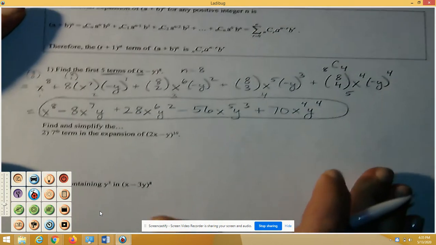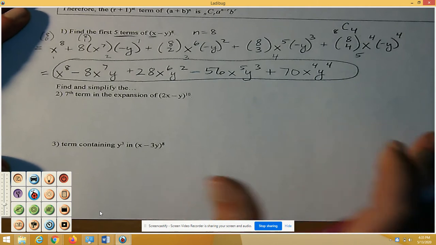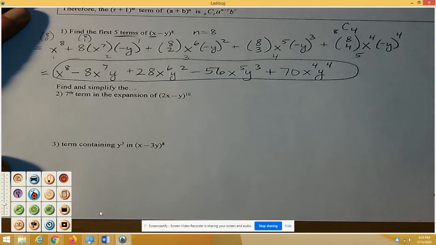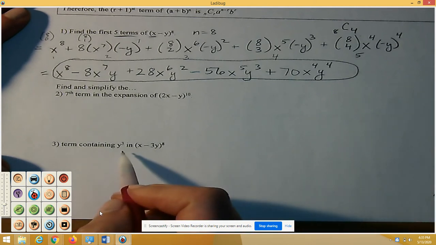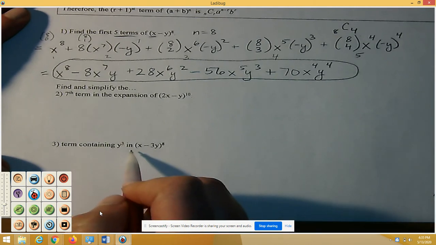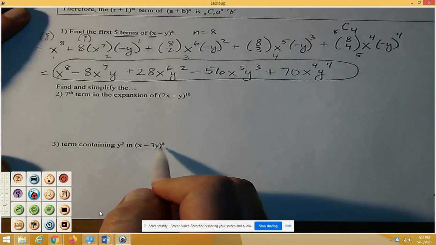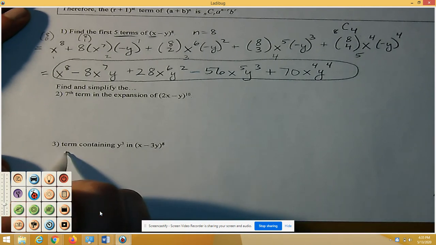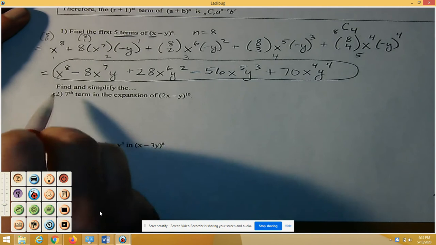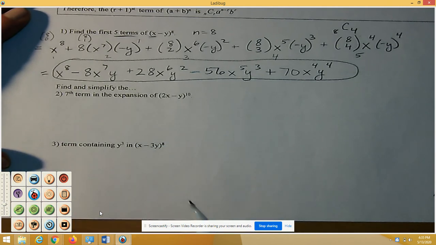Okay. The next 2 questions are saying find and simplify the 7th term in the expansion of (2x minus y) to the power of 10, and then find the term containing y to the 3rd in (x minus 3y) to the power of 8. I actually think number 3 is a significantly easier question than number 2. So let's start with the harder one.